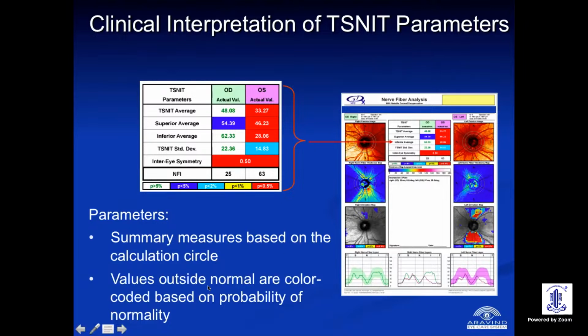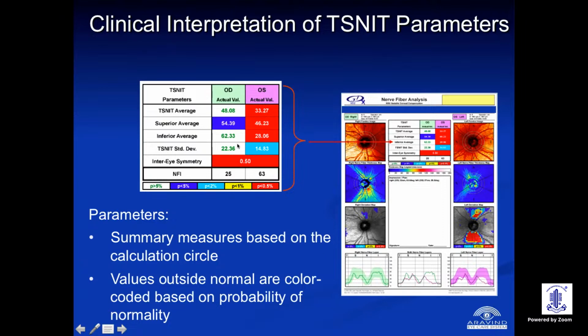What you need to know is that values outside normal are color coded based on the probability of normality compared to the normative database. So green numbers are normal. That is, probability within the 95% normal range. You have the dark blue, which is borderline, where the probability is outside the 95% normal range. The light blue, which is abnormal, probability is outside the 98% normal range.